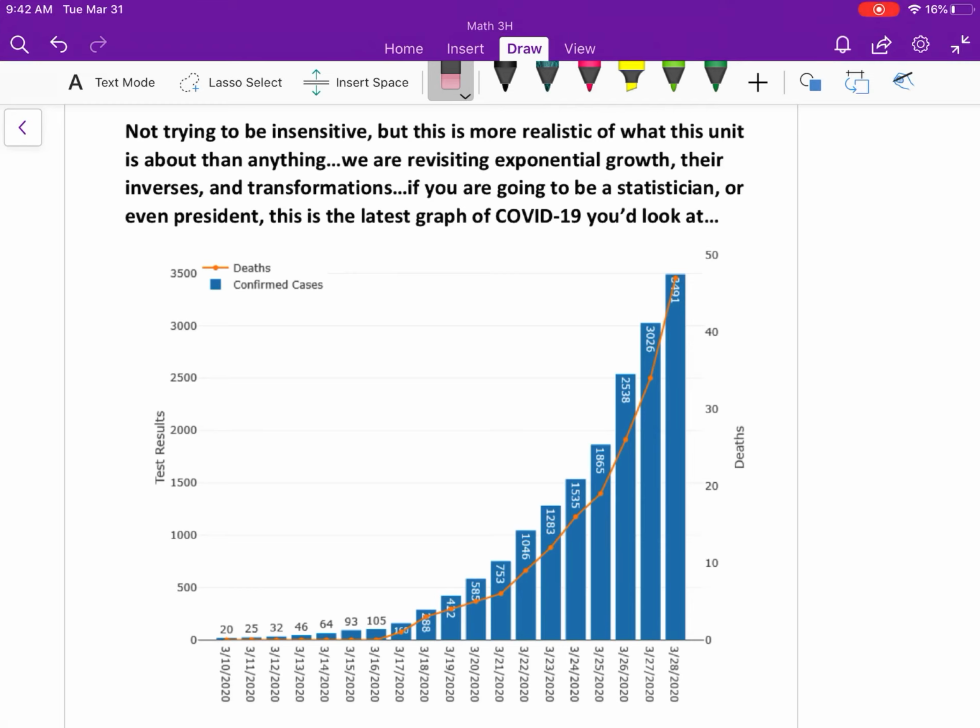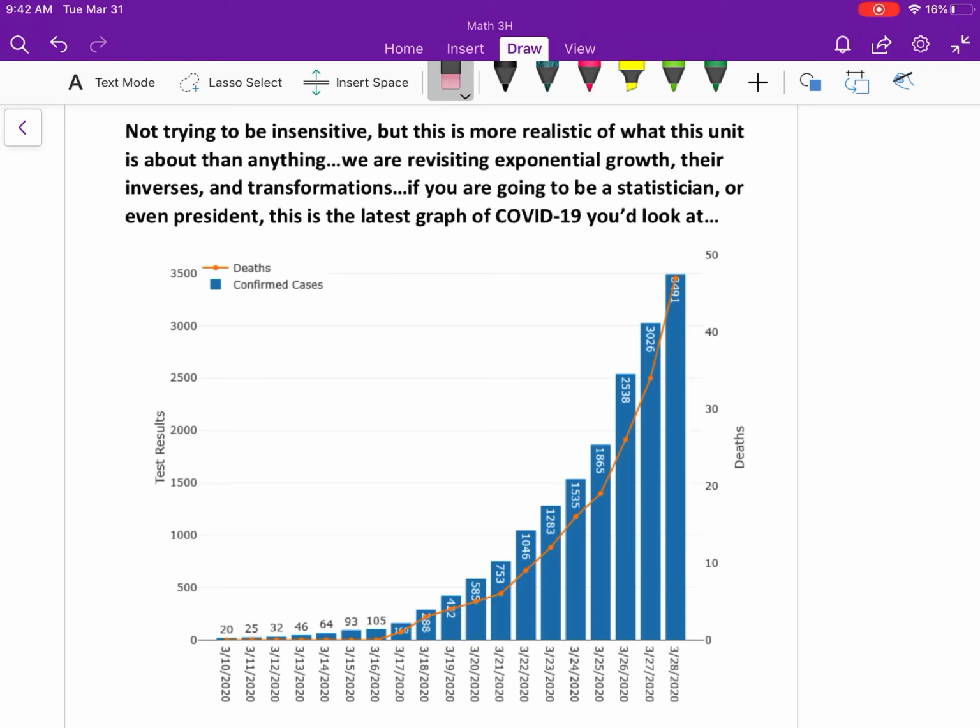So if this isn't pertinent to what we're doing in mathematics, then I don't know what is. You look at the graph and you can see it's a nice histogram. You might remember that from Math 1. And it just talks about each case each day in Illinois. And it is going up exponentially without any question.